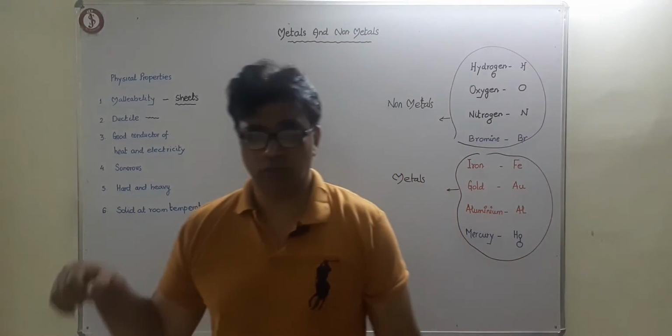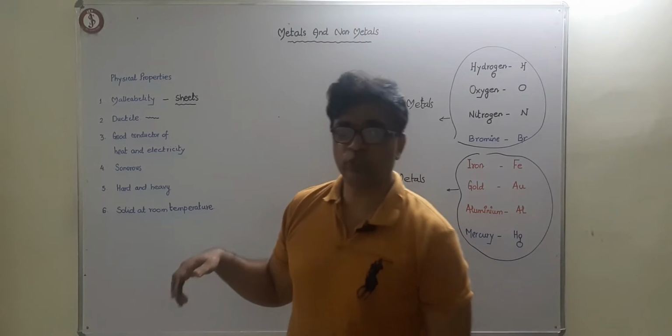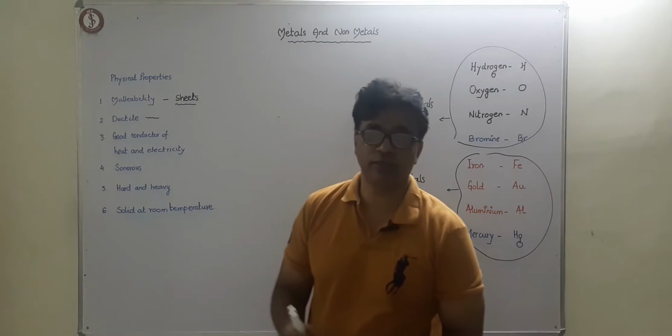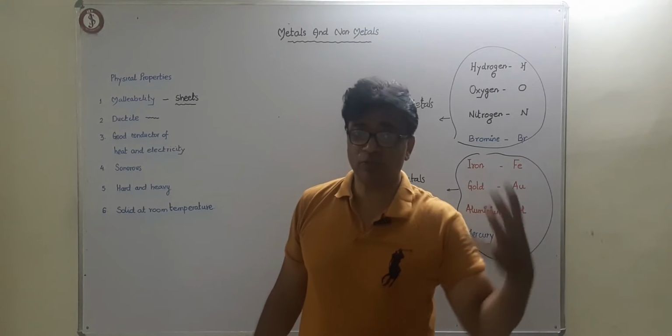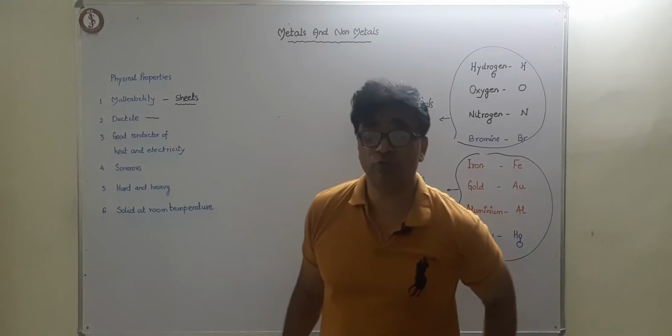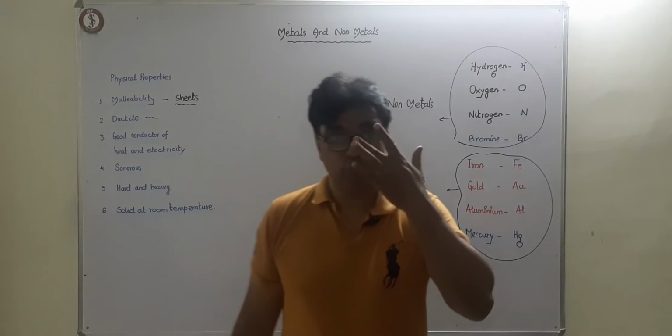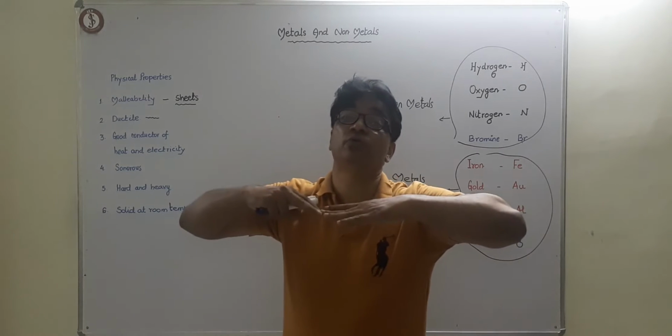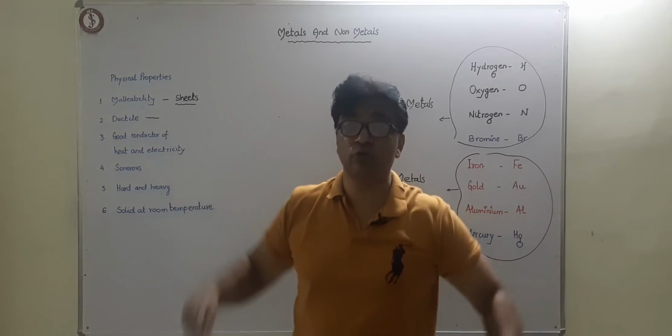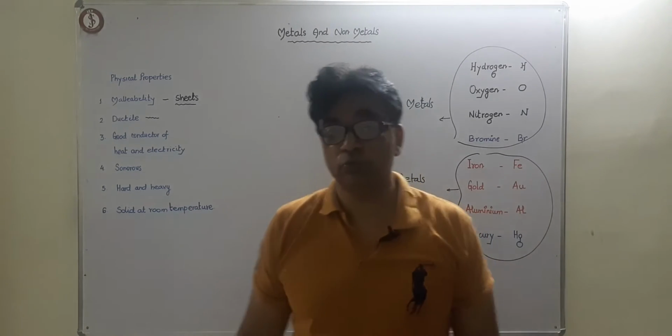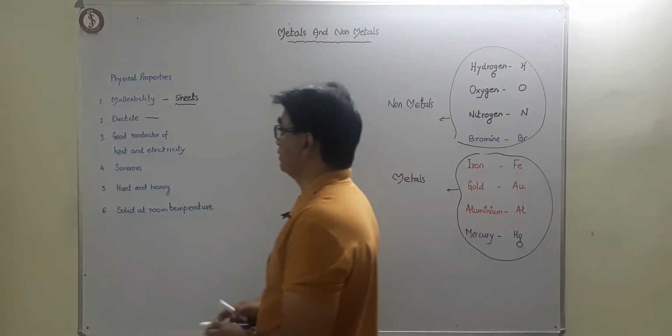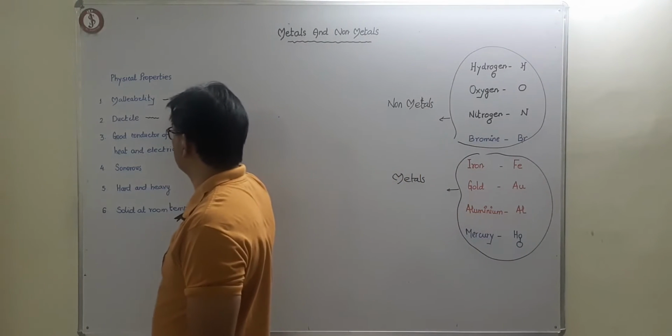Like the wire made up of jute and cotton do not have that high tensile strength. That means they cannot take up that much of weight what a metal wire can take. Many metal wires are made to hold the bridges on which trucks move. So they're very high tensile strength. Ductility means they can be drawn into wires.